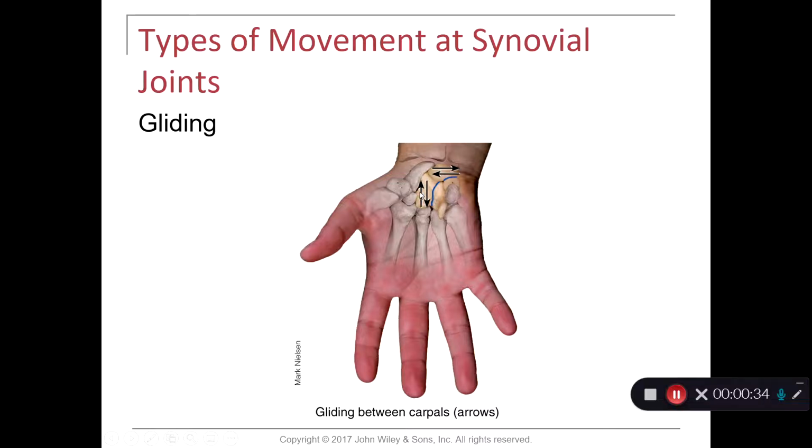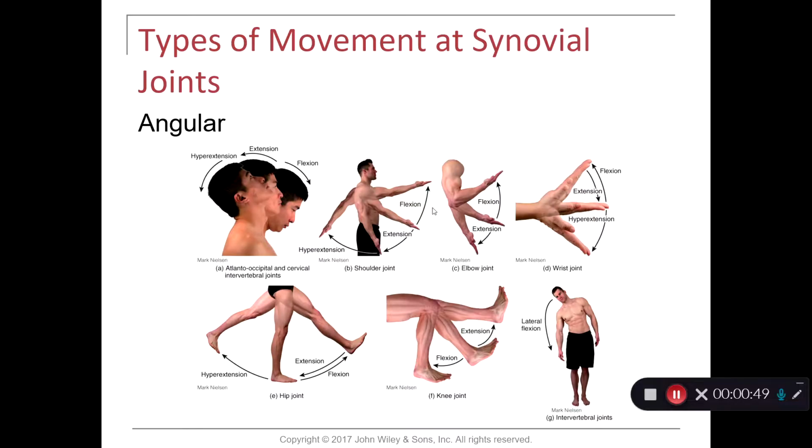So really, you don't have free movement here. It is indeed a synovial joint that is filled with synovial fluid in between, but because of how it's organized and arranged, it's only really a gliding movement that's allowed. You have some angular movements.